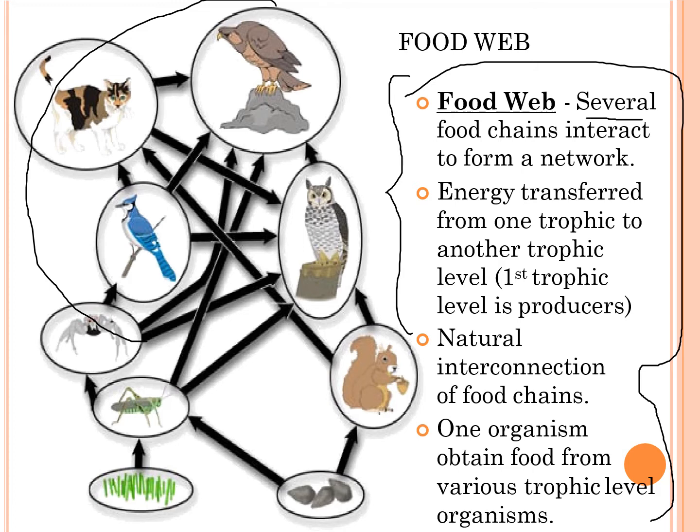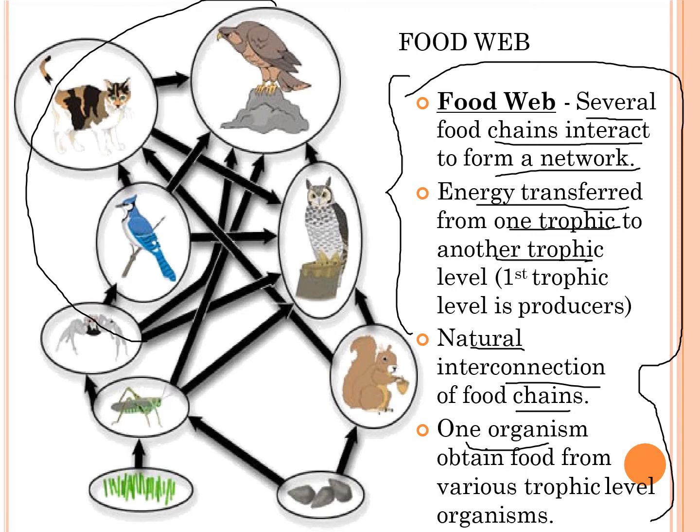Several food chains interact to form a network. Energy is transferred from one trophic level to another trophic level. These are natural interconnections of food chains, and one organism obtains food from various other trophic level organisms. So different levels of food chains interact with each other to feed themselves.